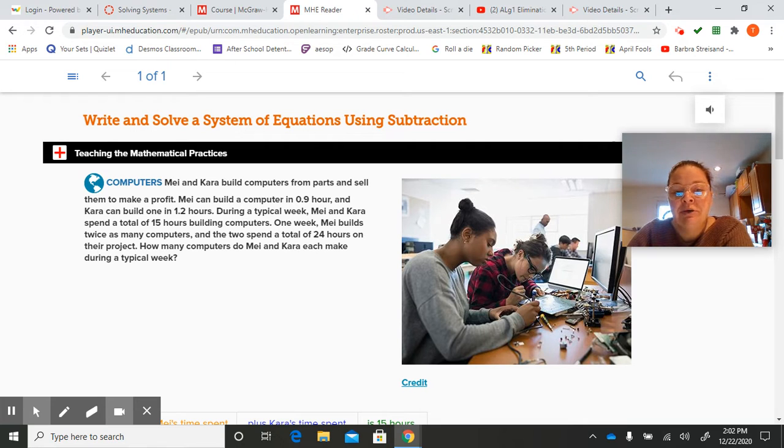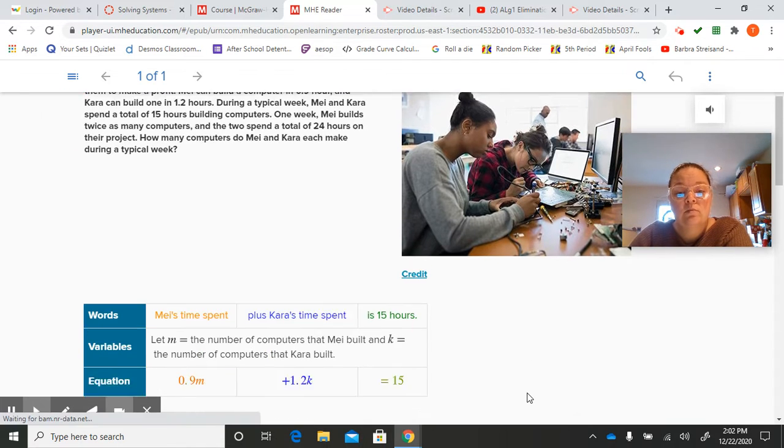One week, May builds twice as many computers and the two spend a total of 24 hours on their project. How many computers do May and Kara each make during a typical week?